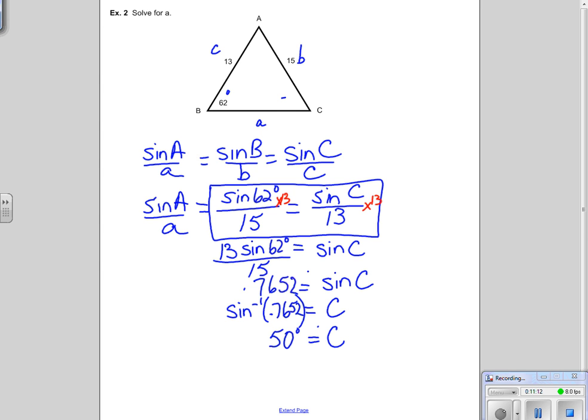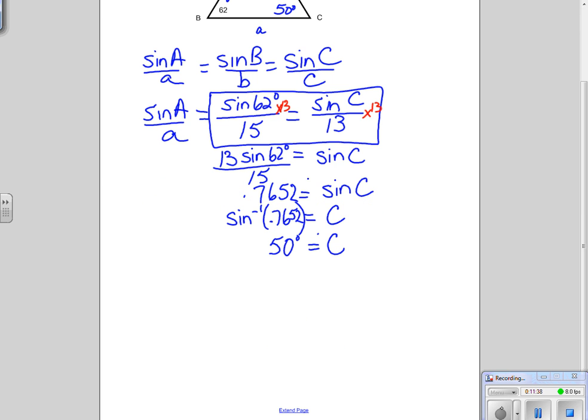So if I know C and I already know B, I really know angle A because all triangles add up to 180. So angle A is the difference of 180, 50, and 62, which is 68 degrees. So in my sine ratio, I know for sine A over A, I can replace that A with 68 degrees.